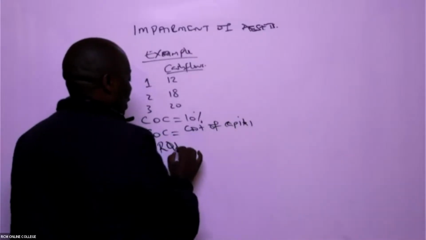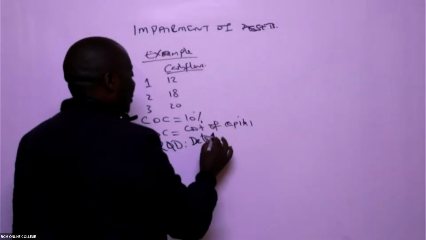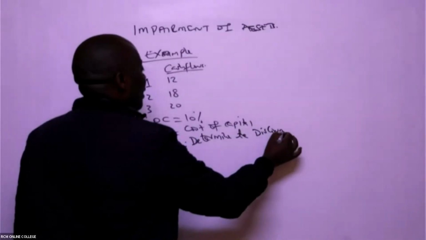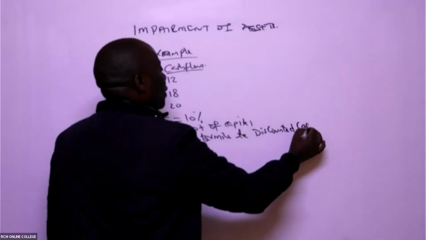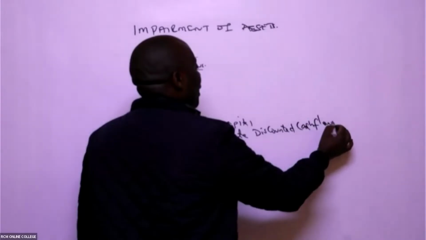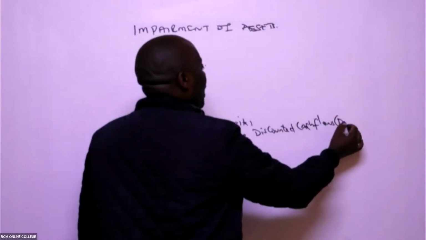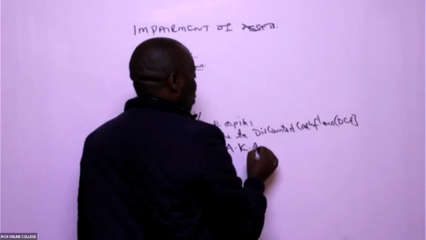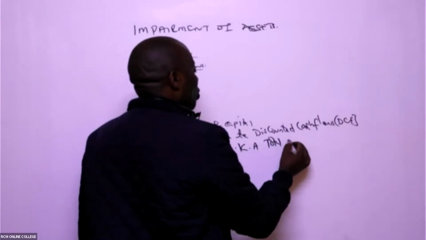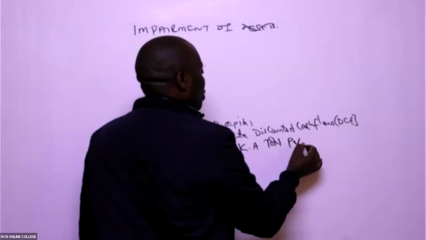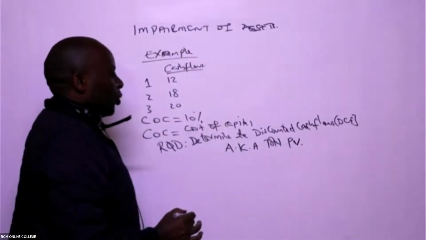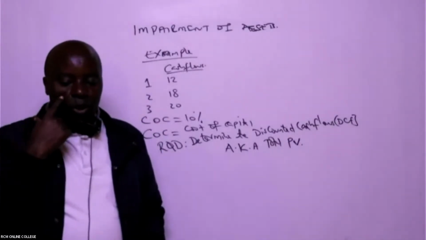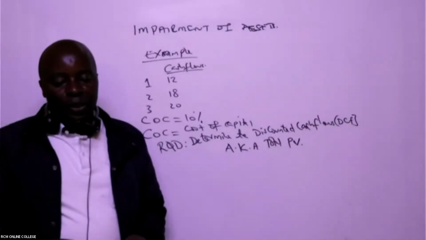And then we are required to determine the discounted cash flows, what we call DCF, also known as total present value.